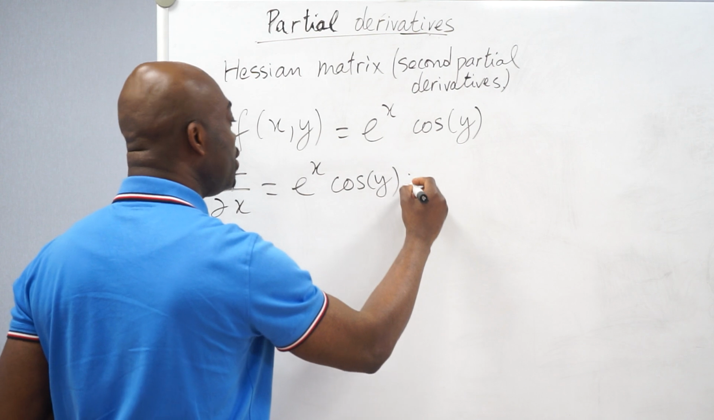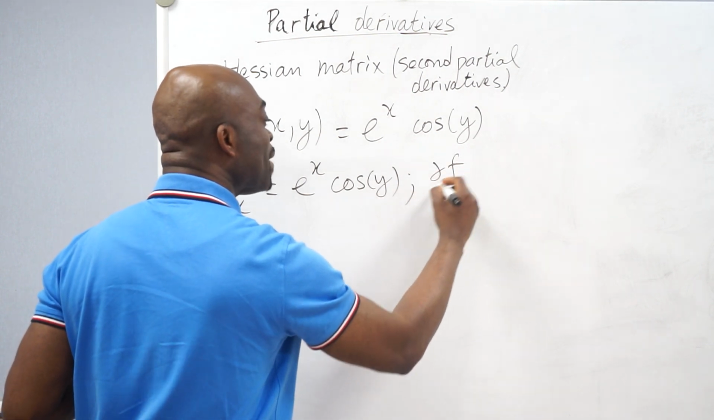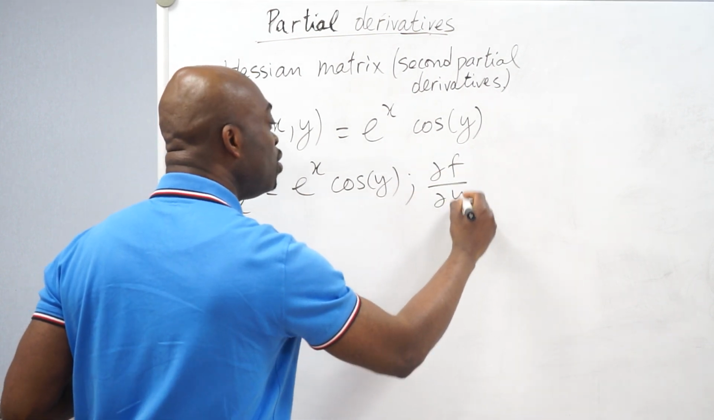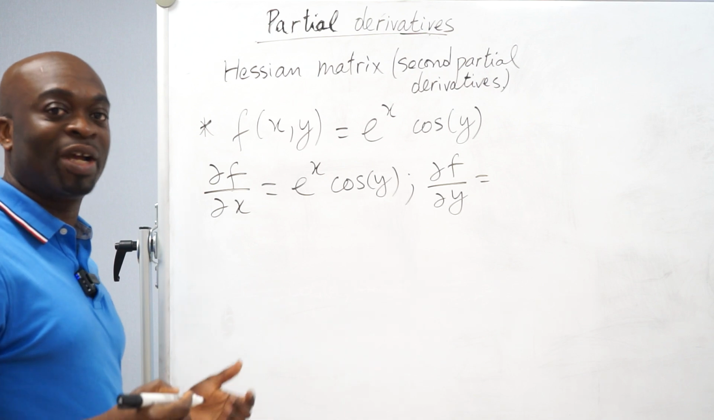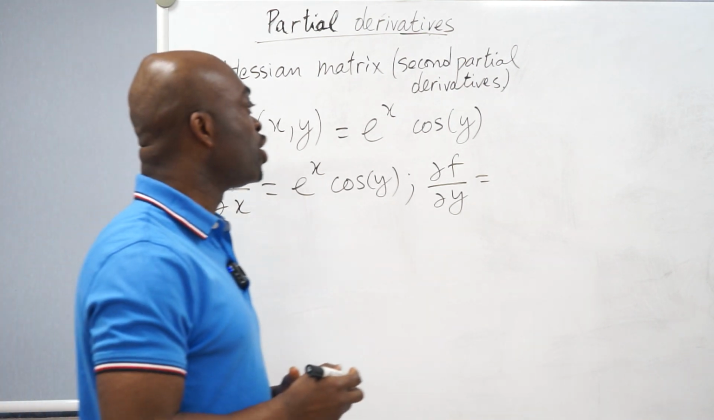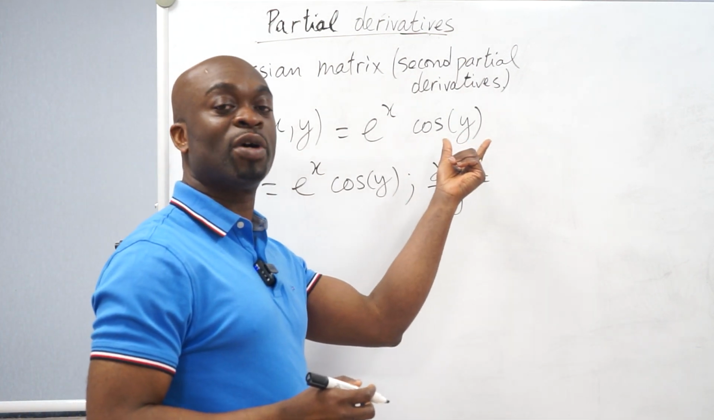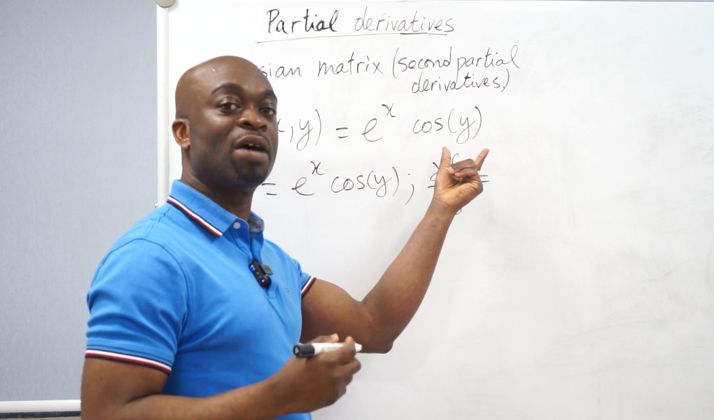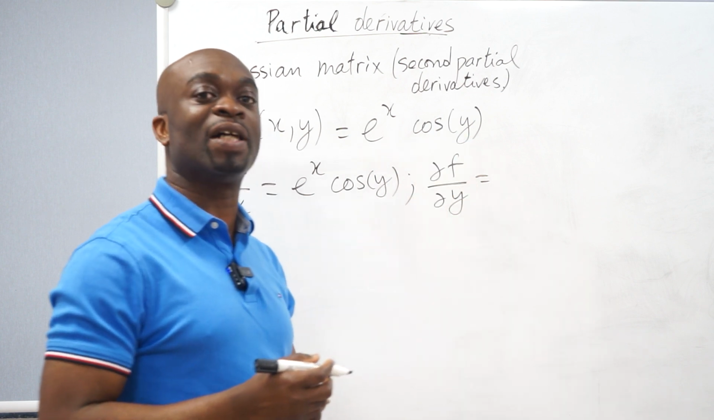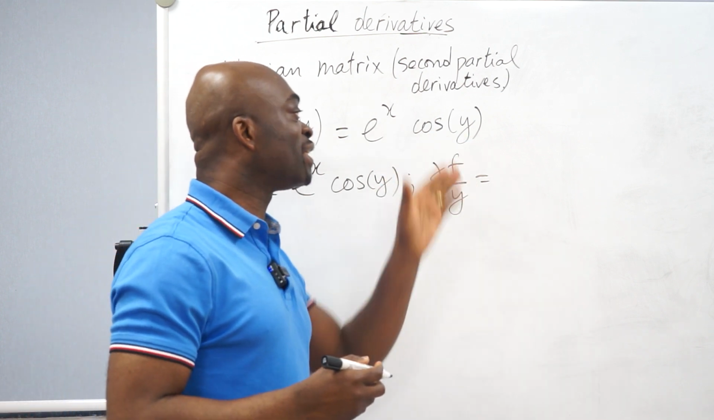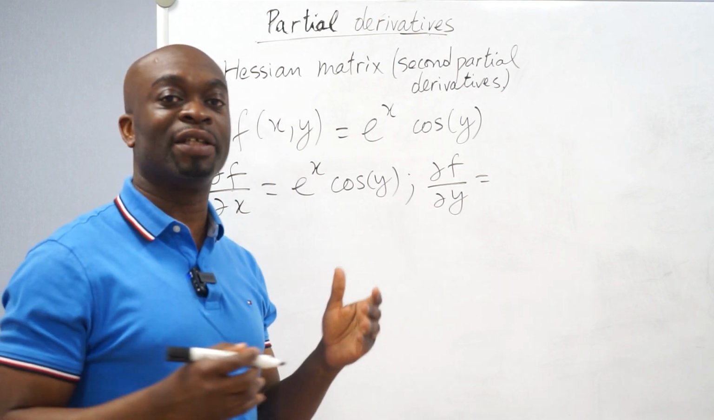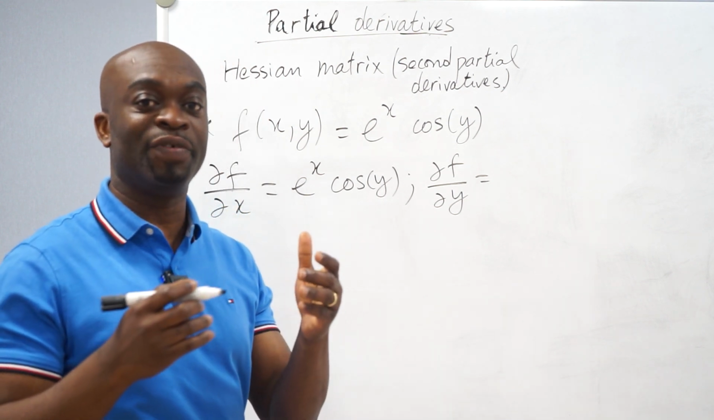Now, we're going to continue and then find the first partial derivative of that same function with respect to y, okay? So with respect to y, so that means cosine y is what is our target. So that becomes our target. So if this one becomes our target, so that means what? What is the derivative of cosine y? Derivative of cosine y will give us a negative sine y.